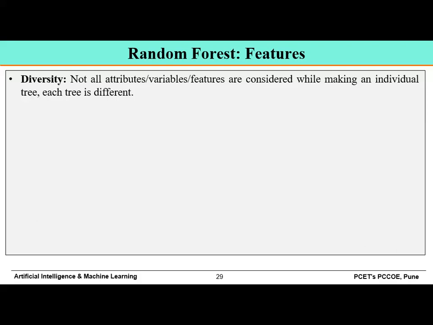Diversity attribute variables which are considered within the mapping and individual. This is newspaper. Okay, anybody would like to say what is the meaning of that statement?